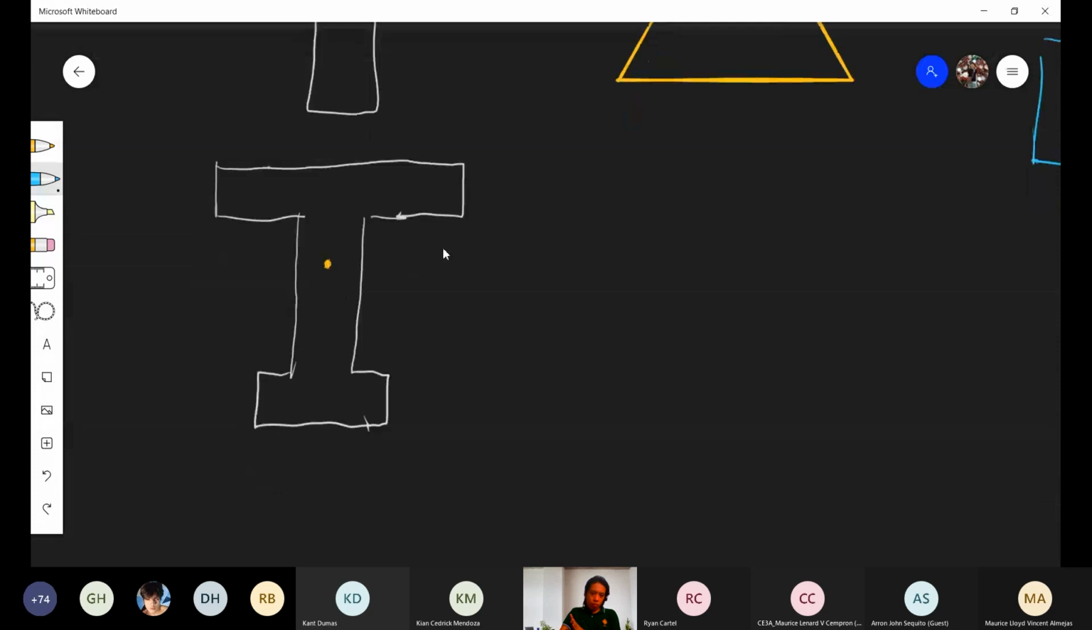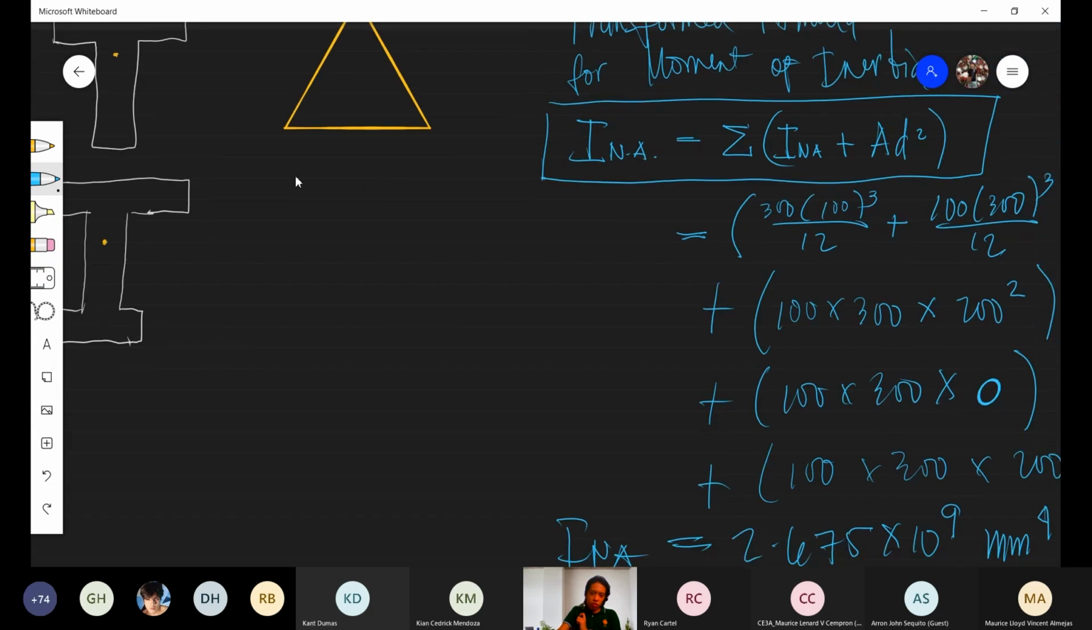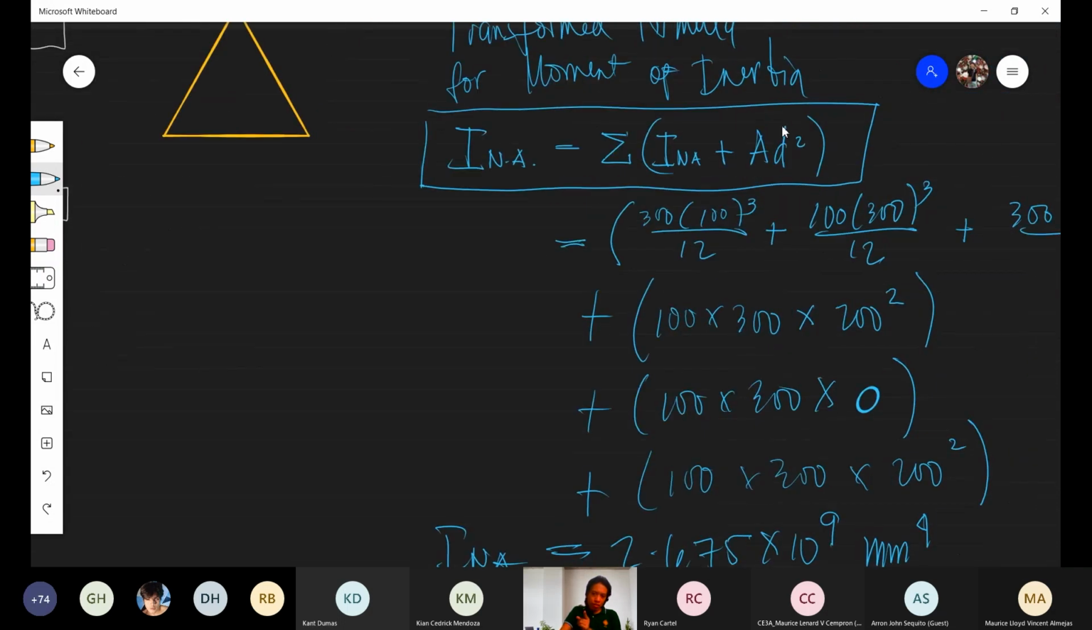How about this one? You still need to locate its centroid. Why do we need to locate its centroid? Because in solving for the moment of inertia, you need this value.